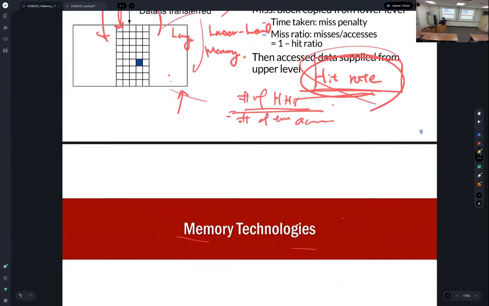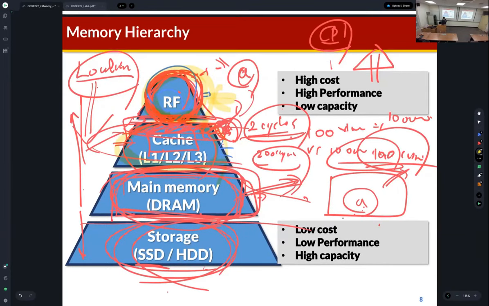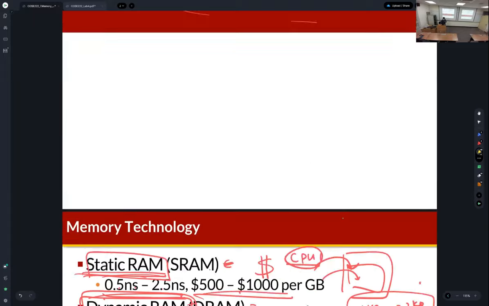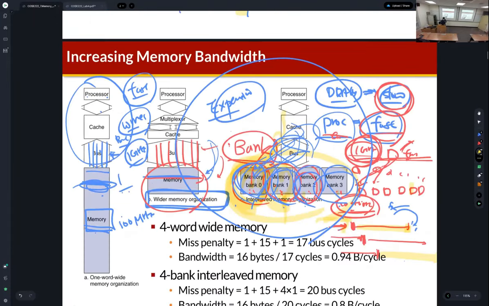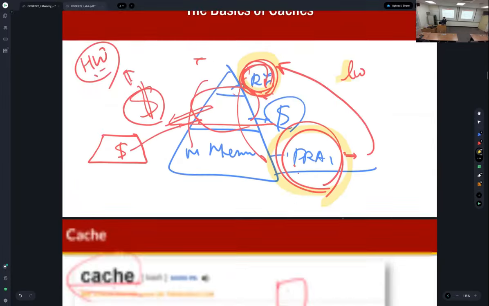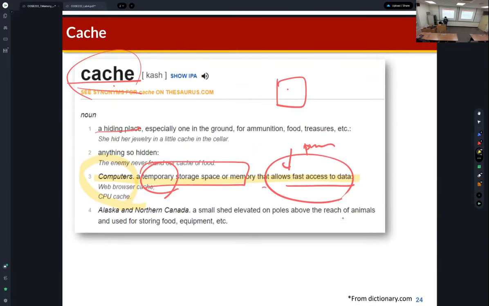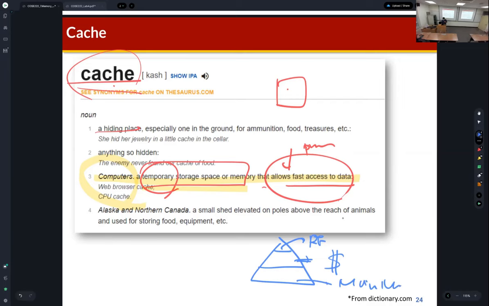And then as you can see, you can find the cache. Okay. So in the last class and in the previous class, I explained the definition of cache. In the computer system, cache is the temporary storage space that allows fast access. Okay. So in the memory hierarchy, the top is the register file. Under this register file, you can find cache. And then also we can find the main memory. The main memory is the DRAM.